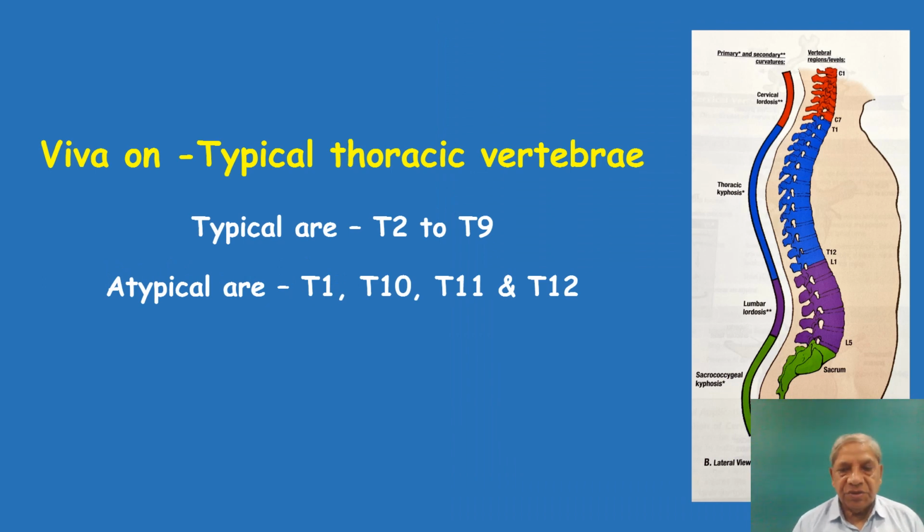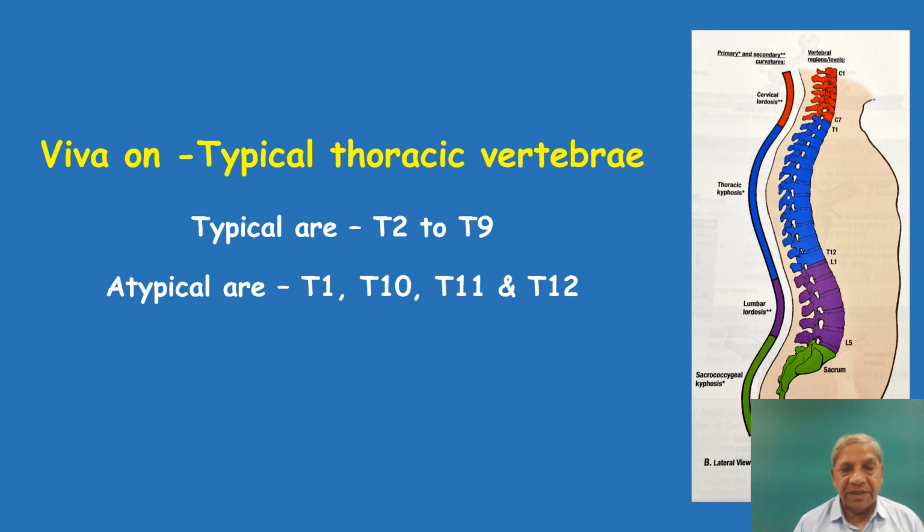Now, the questions which an examiner will ask when you are given the thoracic vertebrae. He will ask the first question: how to classify the thoracic vertebrae, whether they are typical or atypical? Because you already know that there are 12 thoracic vertebrae, naturally out of 12 he will ask you how many are typical and how many are atypical. He may also ask what you mean by atypical thoracic vertebrae.